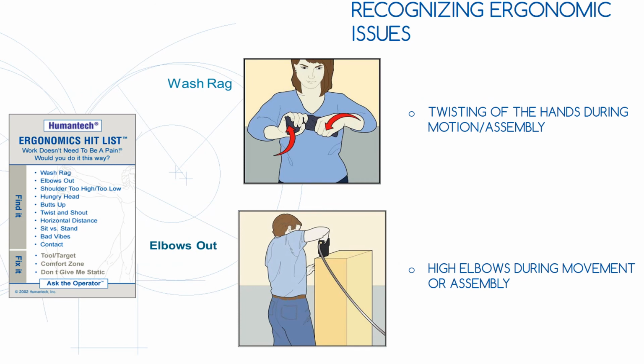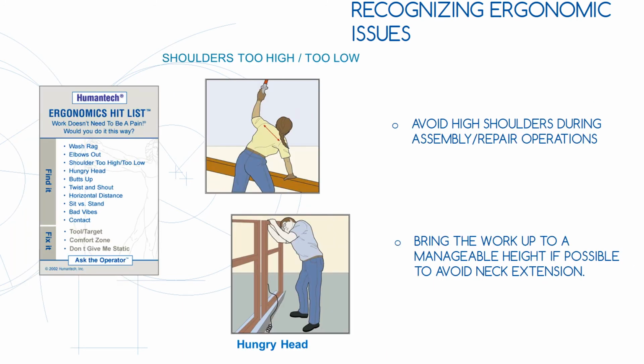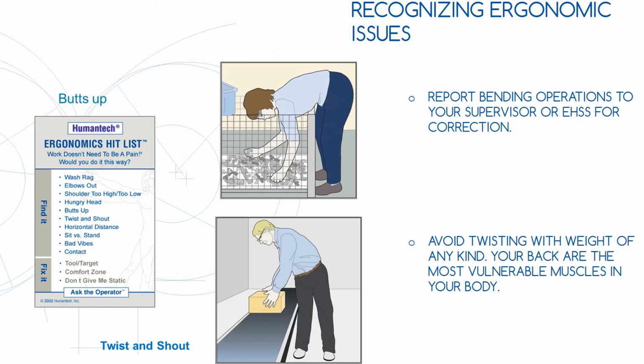The wash rag, twisting of the hands during motion assembly, elbows out, high elbows during movement or assembly, shoulders too high or too low. Avoid high shoulders during assembly or repair operations. Hungry head, bring the work up to a manageable height if possible to avoid neck extension. Butts up. Report bending operations to your supervisor or EHSS for correction.